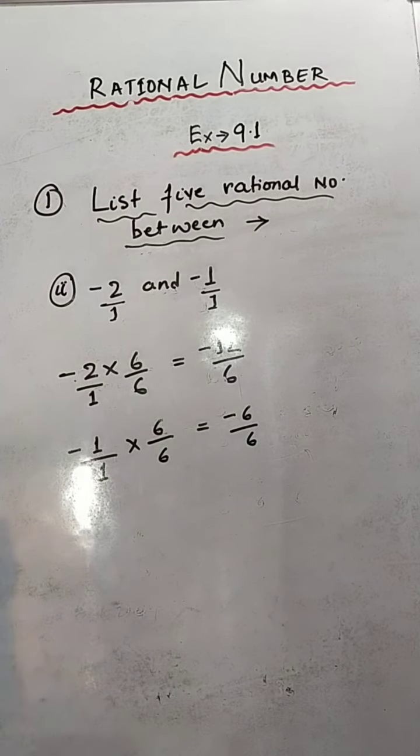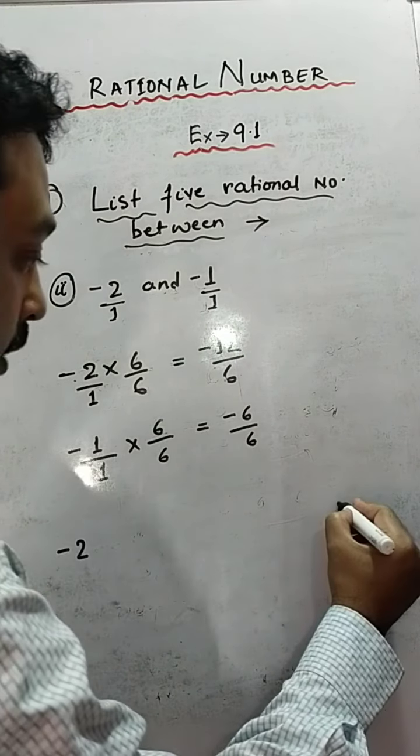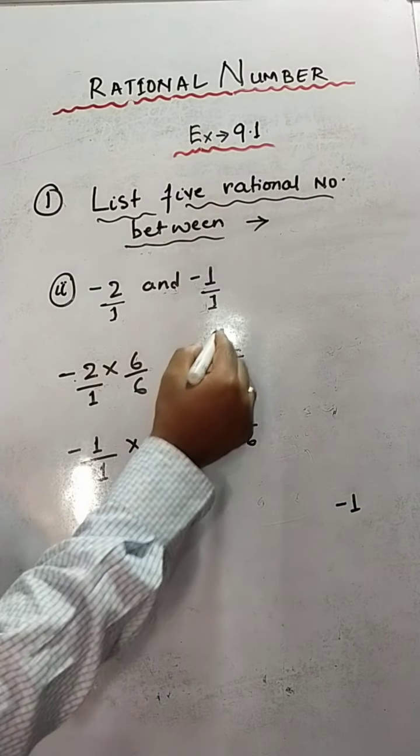So we can write directly -2. Okay, and -6 we're getting from -1 only. So we will write -1 here. So how many numbers are there?